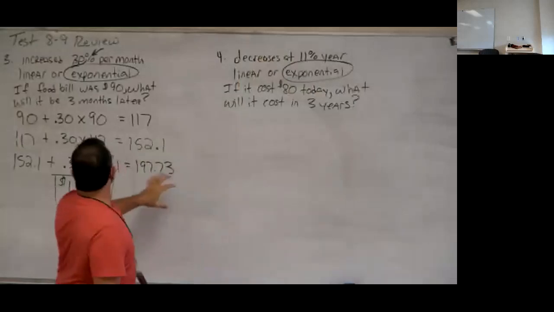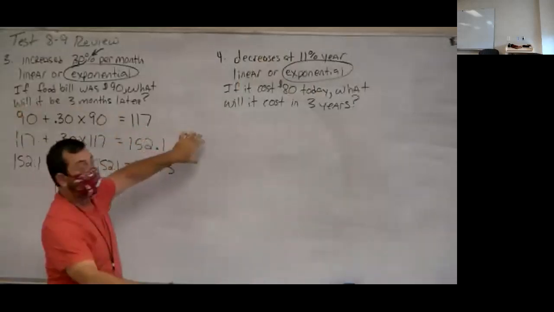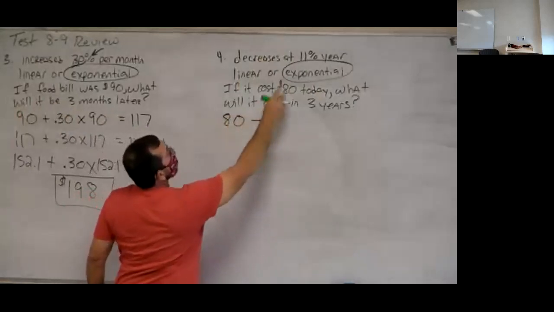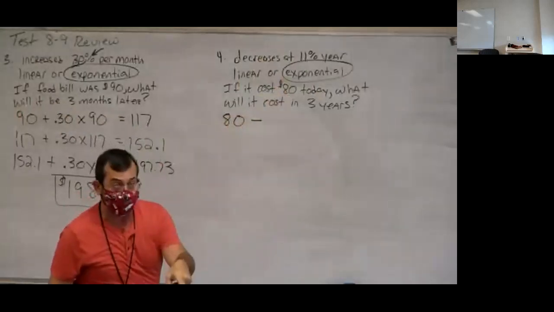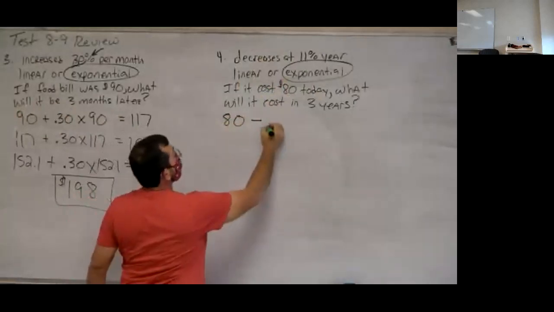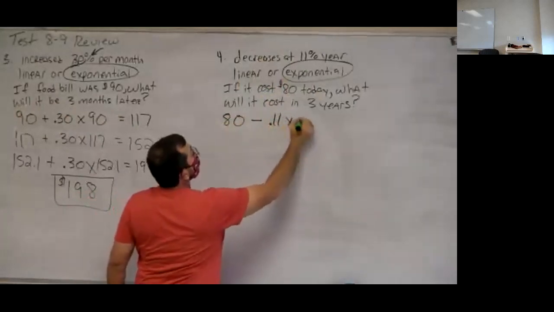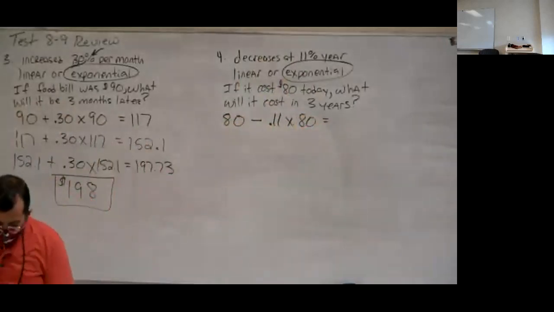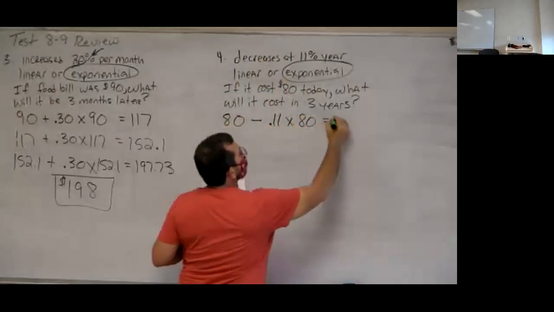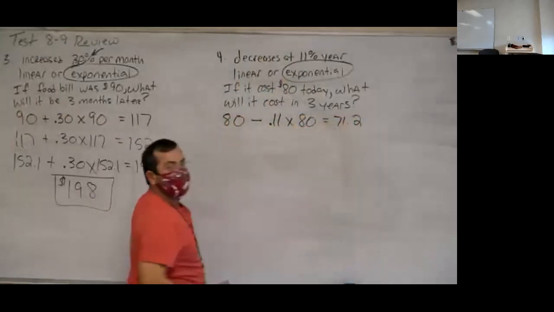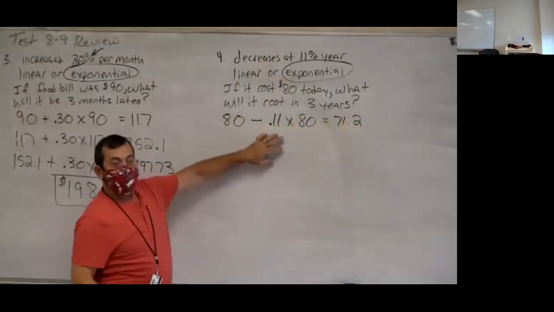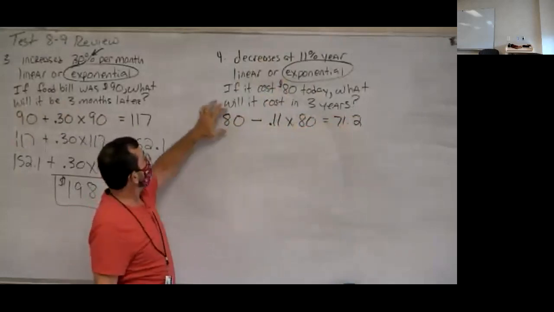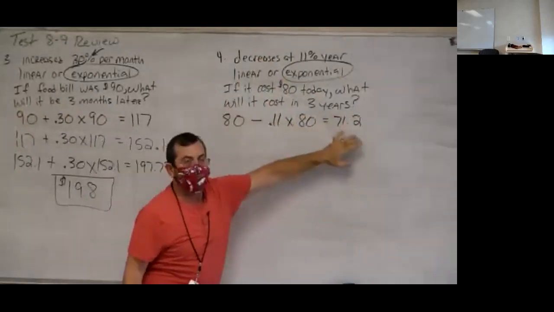So I'm gonna do the same thing, except instead of adding, like you said, we're gonna subtract it. So I'm starting with $80. I'm gonna subtract 11%, which is 0.11, because we gotta move that decimal, times that 80. That gave me 71.2. So it decreased, like we said, by almost 10%, right? 11 is almost 10%, so that's about $8 off of that, pretty close.